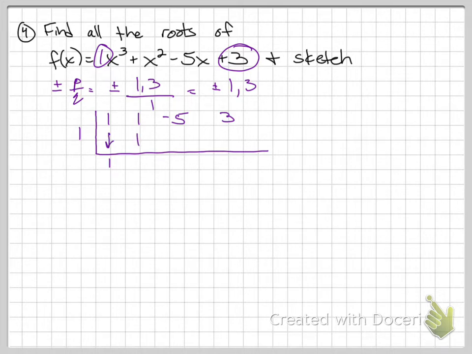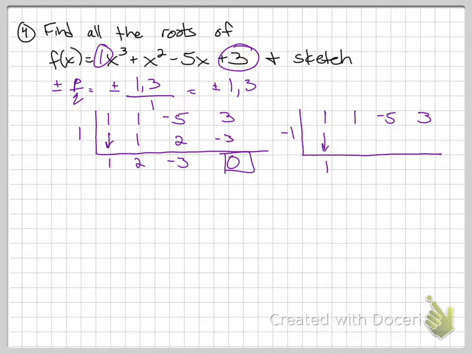1 times 1 is 1. Add. Multiply. Add. Multiply. Add. So this one did work. Let me just show you what would have happened if it didn't work. If you were trying this on test day, and let's say you tried negative 1 first, multiply, add, multiply, add, multiply, add, and you did not get 0, that's how you know negative 1 does not work and you would try again.